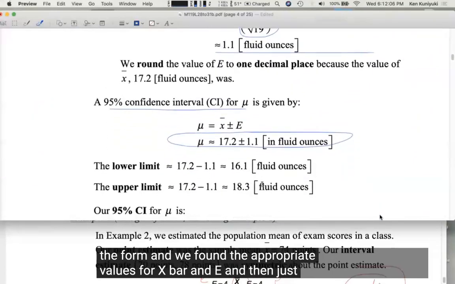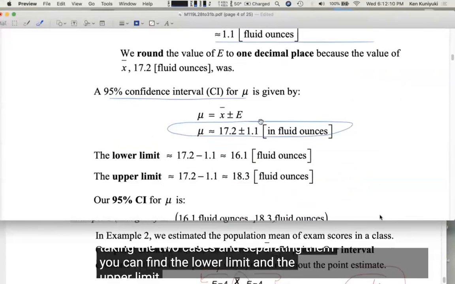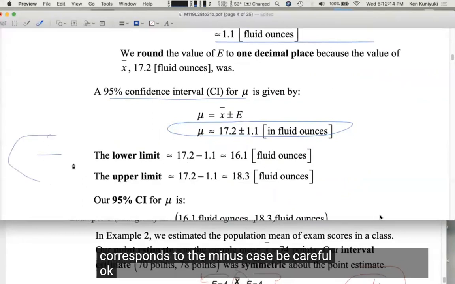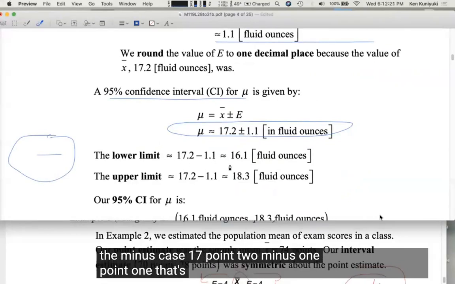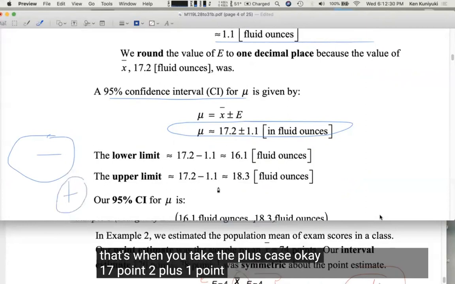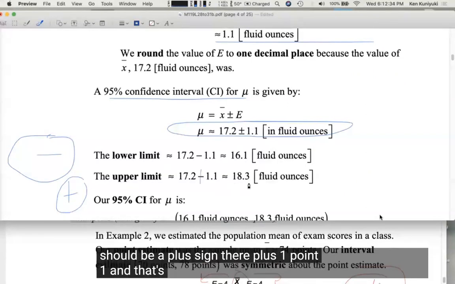And then, just by taking the 2 cases and separating them, you can find the lower limit and the upper limit. Remember, the lower limit corresponds to the minus case. Be careful, it's always going to correspond to the minus case. 17.2 minus 1.1, that's going to be about 16.1 fluid ounces. The upper limit, that's when you take the plus case. 17.2 plus 1.1, and that's about 18.3 fluid ounces.